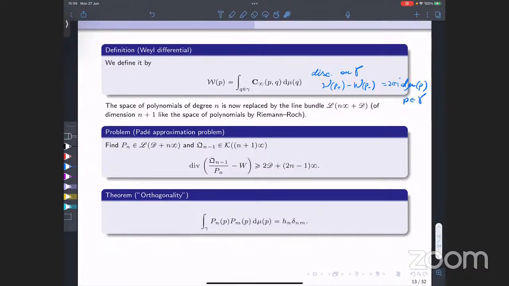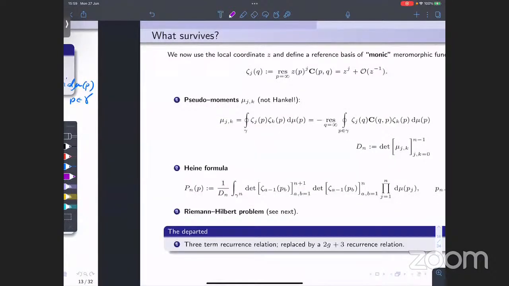Now, first theorem, which is not as trivial to prove as in this genus 0 case, is that these denominators are functions, and they are orthogonal in this sense. This is non-Hermitian orthogonality, sometimes called that because there's no complex conjugation. So the first thing that should be familiar for people in integrable systems. Okay, so then what does survive?